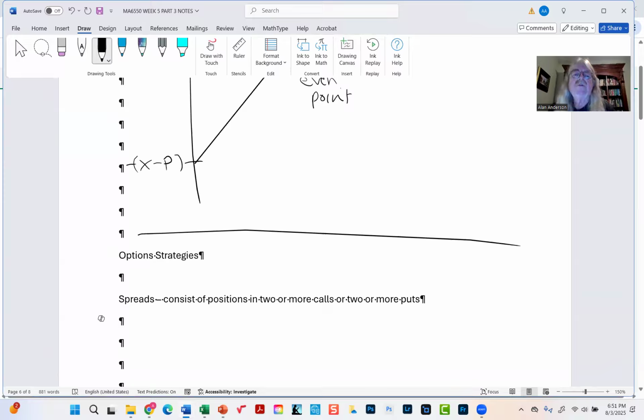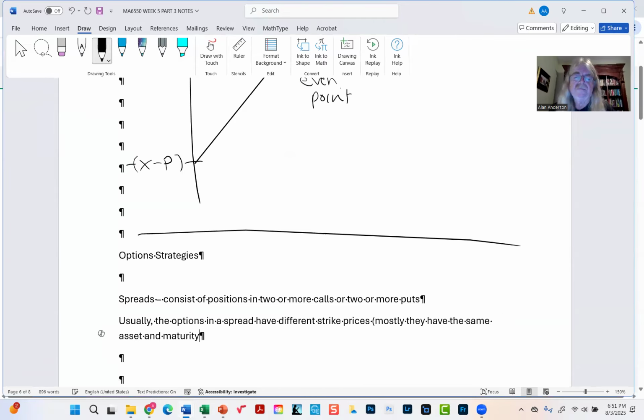So usually the options in a spread have different exercise or strike prices. Mostly they have the same underlying asset and trading. If they don't, then it's a different position than the one we're looking at here. Then it has a completely different name and it works differently. But when we have a spread like this, we're basically combining calls or puts. We never mix them together here.